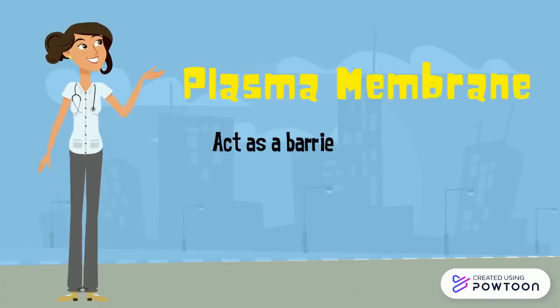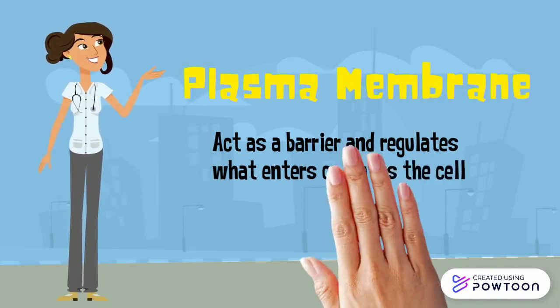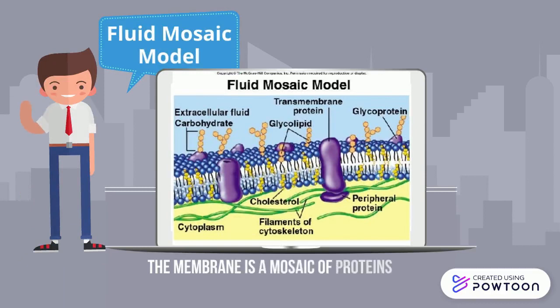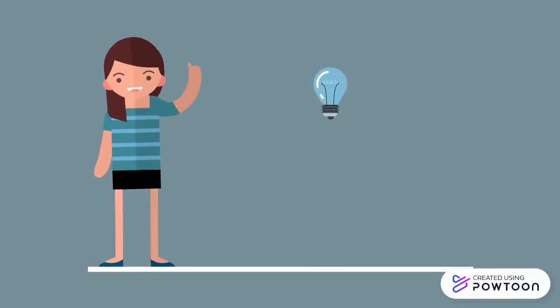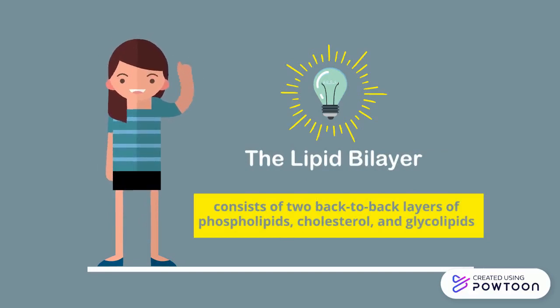The plasma membrane acts as a barrier and regulates what enters and leaves the cell. According to the fluid mosaic model, the membrane is a mosaic of proteins floating like icebergs in a lipid bilayer sea. Lipid bilayer consists of two back-to-back layers of phospholipids, cholesterol, and glycolipids.